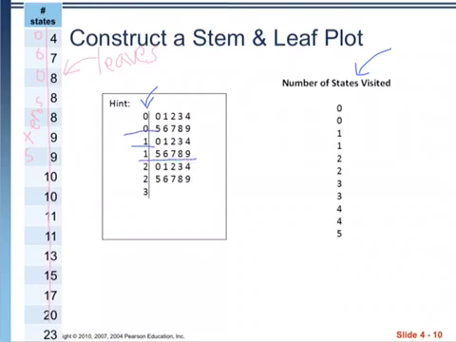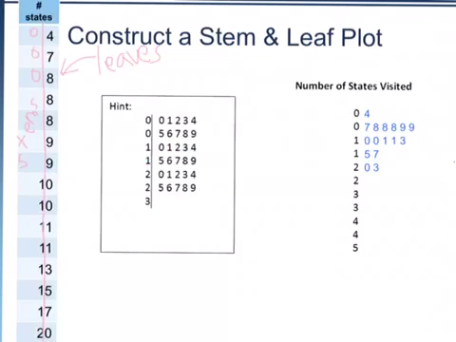My first data value is 4, so 4 is going to be with the first 0, so I'm going to write 04. 7 is going to be with the second 0, so I'm going to put the 7 here, as well as the 8s and the 9. There are 3 8s and 1 9. Now here we have 10. Well, 10, 11, 12, 13, and 14 all go here, so I'm going to write 10, 10, 11, 11, 13, etc. This is the finished stem and leaf plot.